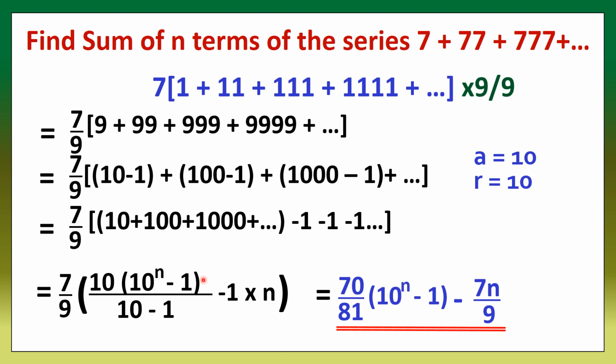And then minus 1 into n. 7 by 9 into minus 1 into n is minus 7 by 9n, or minus 7n by 9. So we can find the sum of the n terms of this series only up to this step. With this step, we have to stop because n is not given. So this is the answer that we can find out. After this step, we are not able to proceed. So this is the answer that we have found.